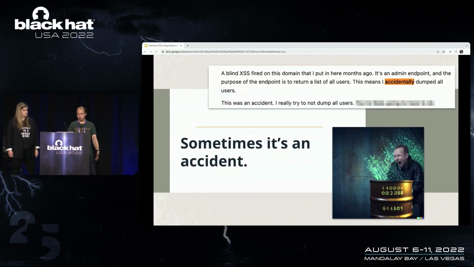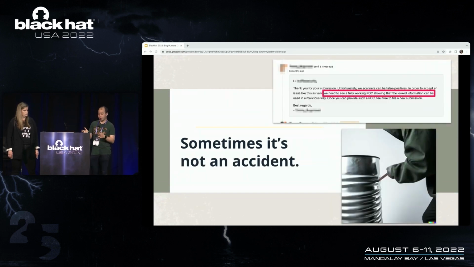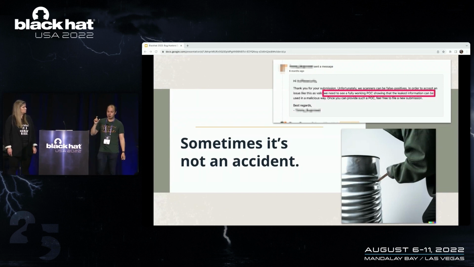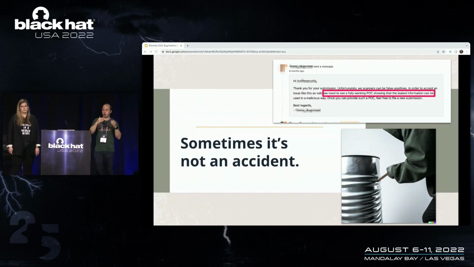So that's fairly common. But another thing is, sometimes it's not an accident. Sometimes the researcher goes that extra step because they feel like they have to prove impact, or because, honestly, the triager in the bug bounty requests that they go that extra step. In this example, this is a real screenshot I took from my issue tracker. It said, please prove that you can leak sensitive information. That you have access to this thing is not enough. Please show that sensitive data can actually be leaked out of that, and have you do that without accessing the sensitive information.